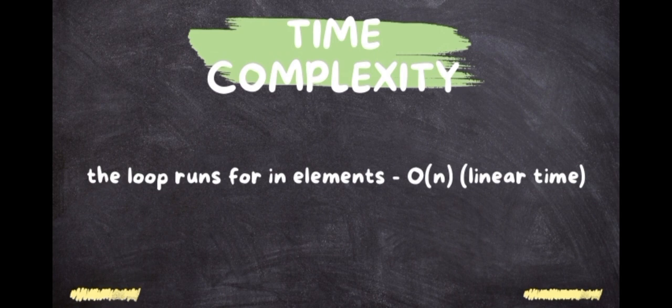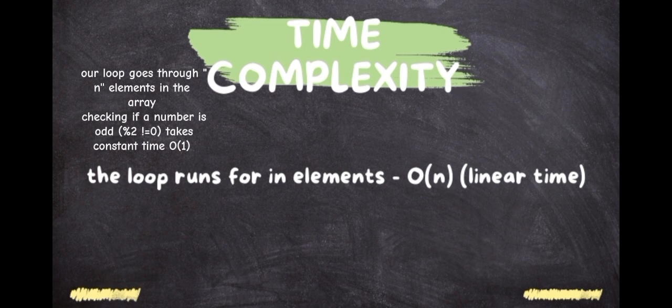Now let's talk about performance. The time complexity tells us how the algorithm's execution time changes as the input size grows. Our loop goes through n elements in the array. Checking if a number is odd, num % 2 != 0, takes constant time, or O(1). Since we repeat this check for every element, the worst case time complexity is O(n).